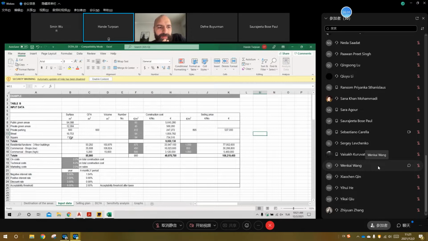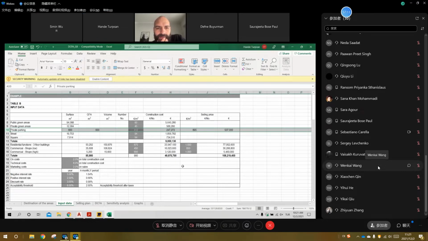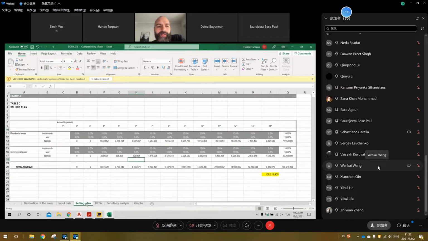Okay, maybe for you it is better to include the private parking in the second part of the table. Yes, we need to move it. Okay, because I think that you have not, oh no, maybe yes. You have considered the private parking in the total of the benefits. If you go to cell K17, the cell of the total of the revenue.